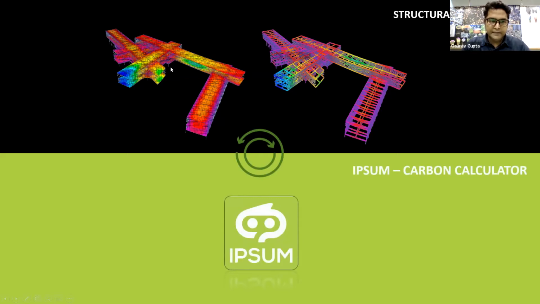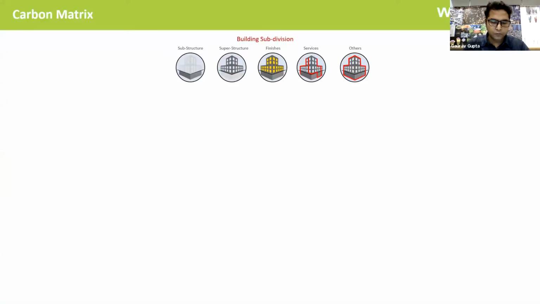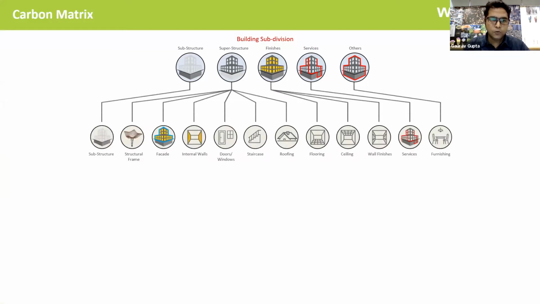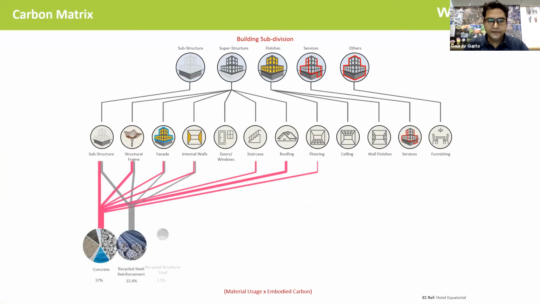Before moving into the details of what the tool does and the interface, it's important to understand the design thinking behind the tool. For that, we divide the building into some key components, a dissection of the building into substructure, superstructure, finishes, services, and others. These key components can further be categorized into smaller categories, which are the components of the building, such as substructure, facade, internal walls, and so forth. And finally, these categories are made up of materials, the real materials like concrete, recycled steel, aluminum, and so forth.